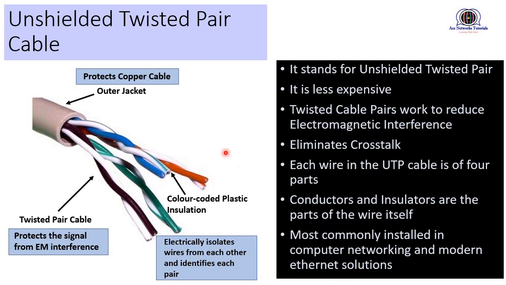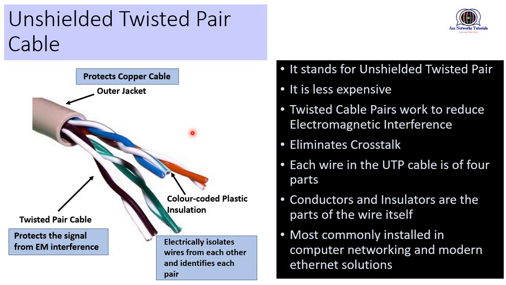In the UTP cable shown on the left, we can see the color-coded plastic insulation electrically isolates wires from each other and identifies each pair. The twisted pair protects the signal from electromagnetic interference. Outer plastic jacket protects the copper cable. The main difference between STP and UTP cables is that STP cable has a copper shield layer which is not present in UTP cable. Copper shield makes the cable heavier. That is why mostly we use UTP cables in computer networks.